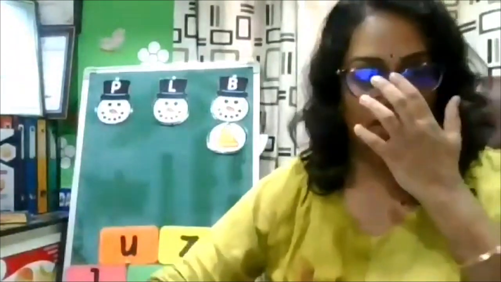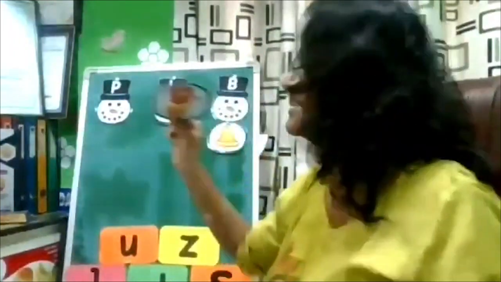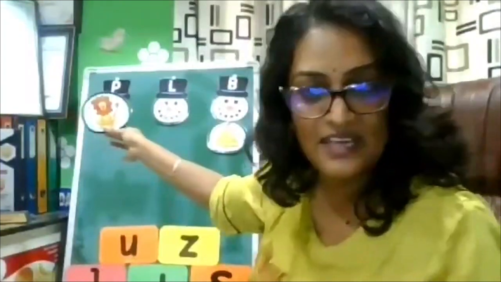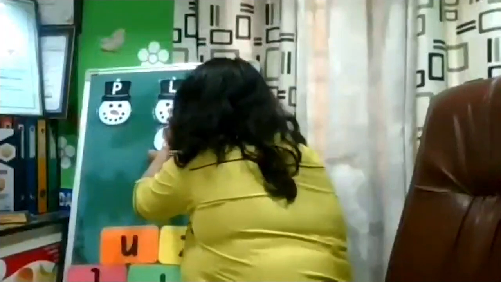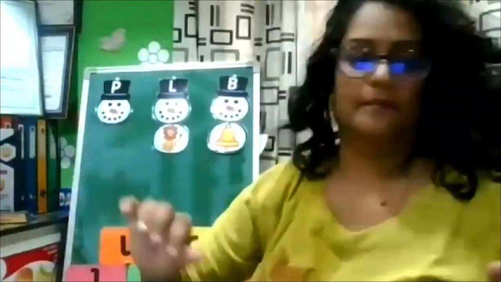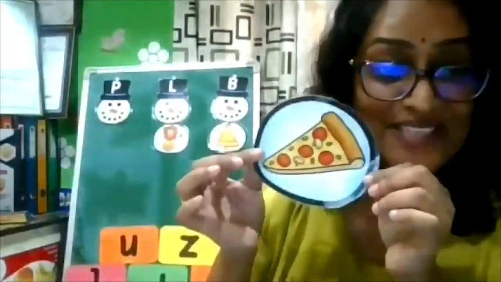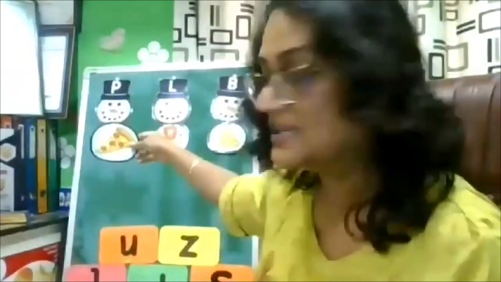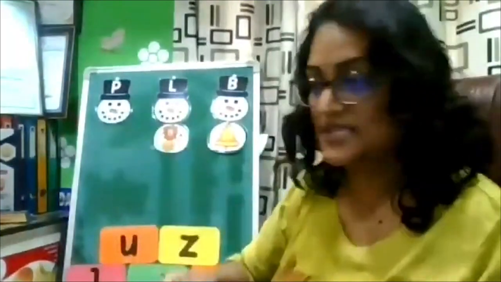Now, similarly, lion. Again, you ask the child, is it p, p, lion, l, lion, or b, b, lion? It's l, lion. Right, and then this is pizza. Is it pizza, l pizza, or b pizza? B pizza. Right.